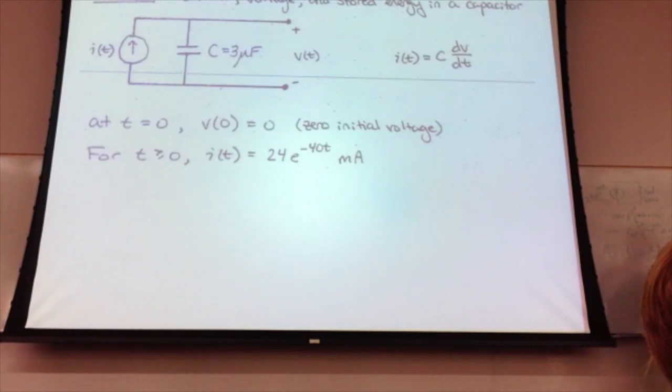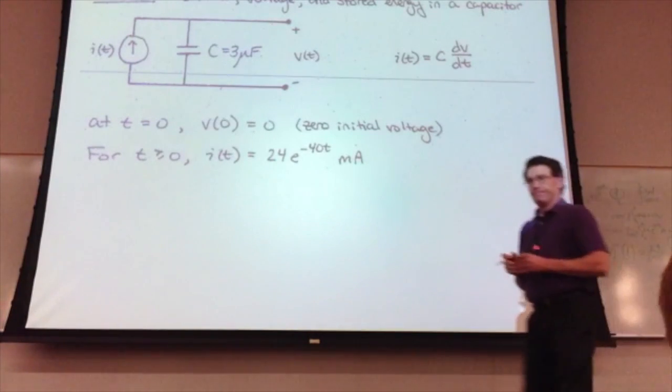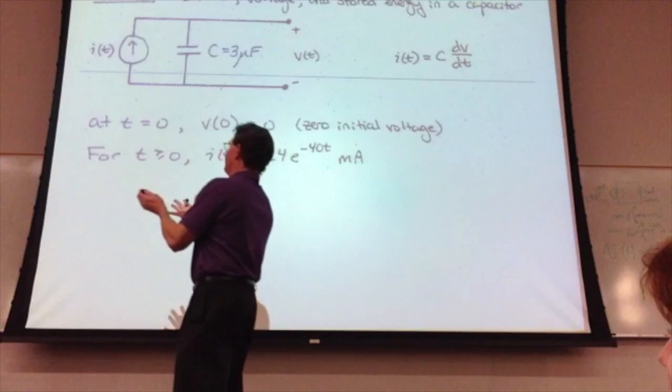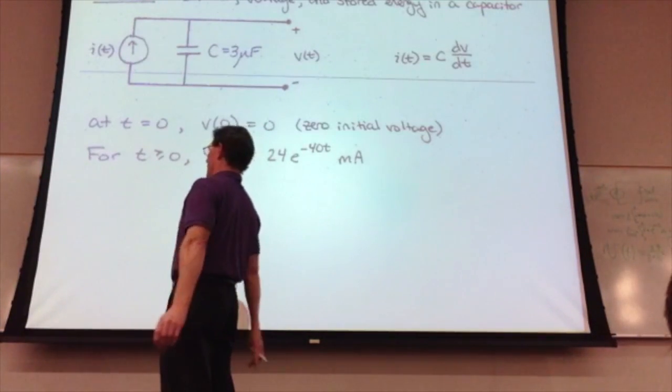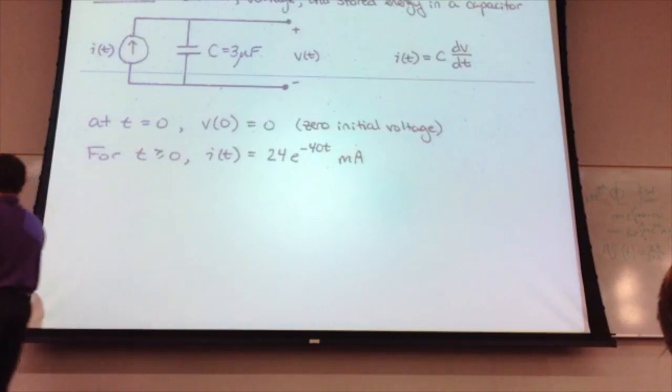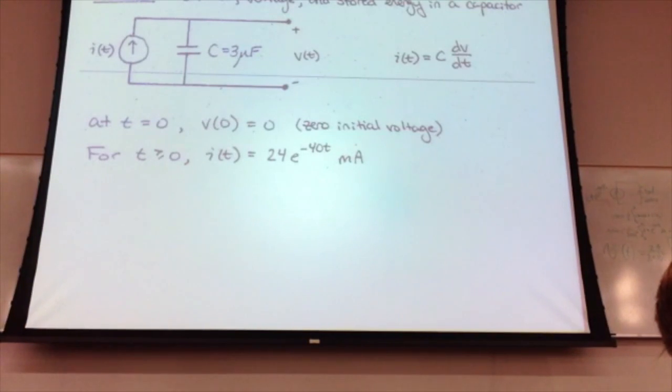And now we go to our toolbox. And we say, oh, wonderful toolbox, do you have a solution for me? And I do. Third one down. E to the AT. In this case, A is minus 40. Okay?